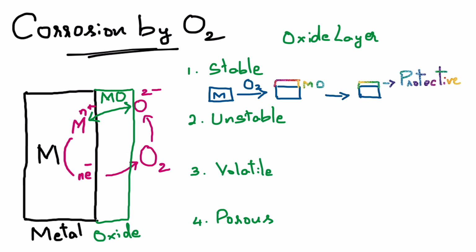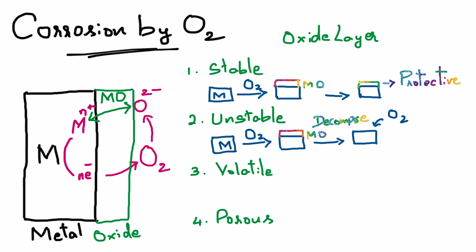Stable oxide layer: when a metal is exposed to oxygen, an oxide layer is formed and this oxide layer is protective. So this oxide layer will protect the metal. Unstable oxide layer: metal exposed to oxygen and an oxide layer is formed. That oxide layer will decompose and the metal is further attacked by the oxygen.